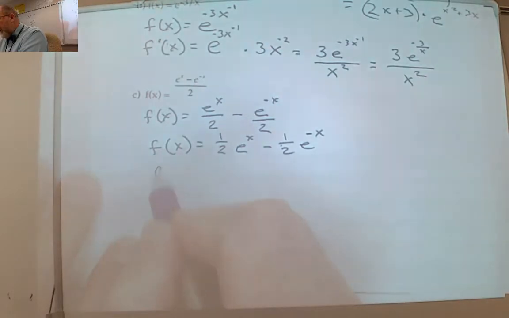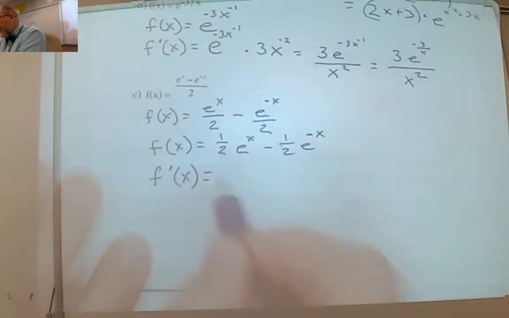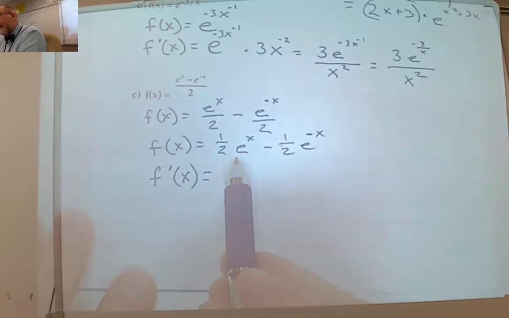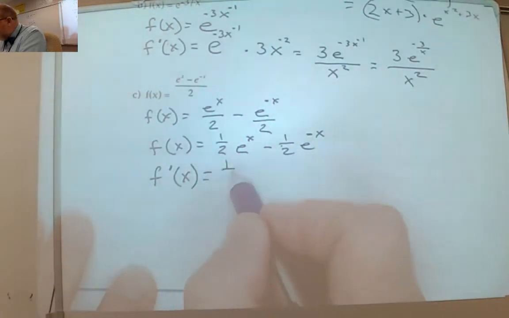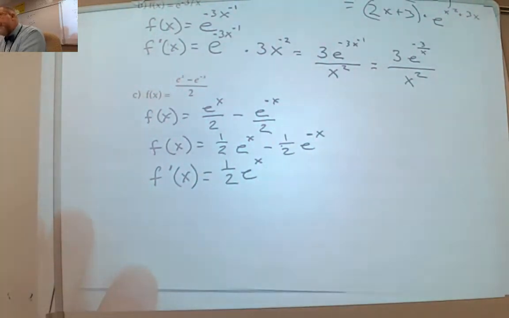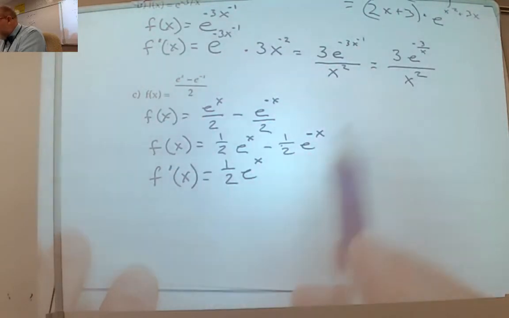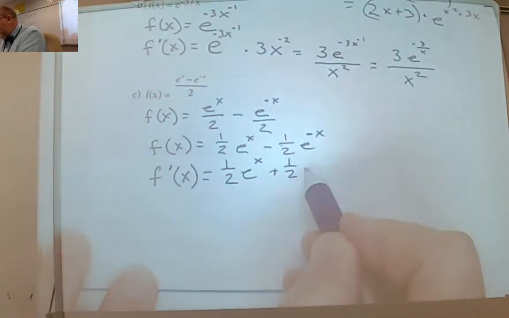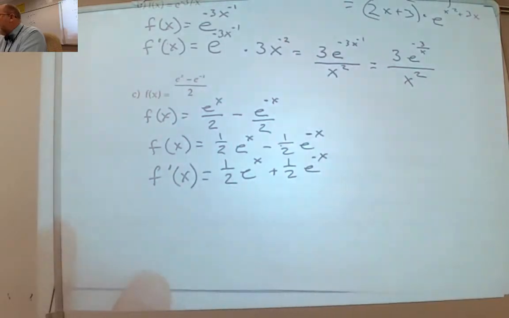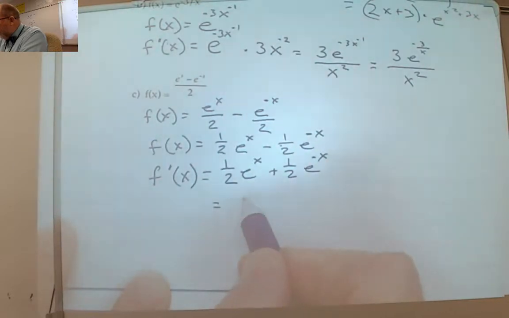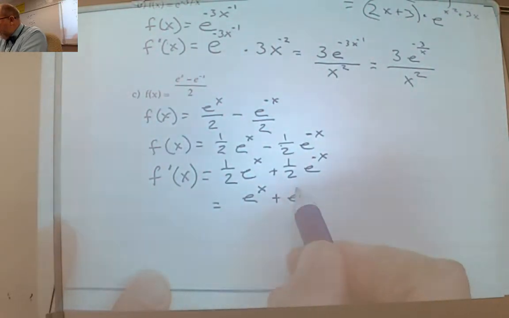Well, are you ready to take the derivative? What's the derivative of 1/2 e to the x? It's exactly the same thing. It doesn't change at all. What about this one? Does it change? Yeah, it just becomes positive, right? Becomes plus 1/2 e to the negative x. Do people agree with that? So my guess is you'll see this as an answer.